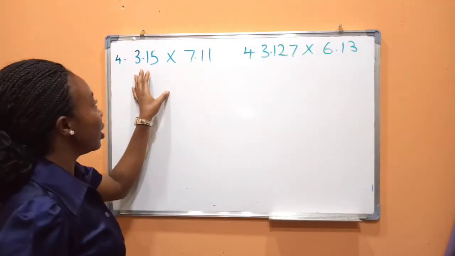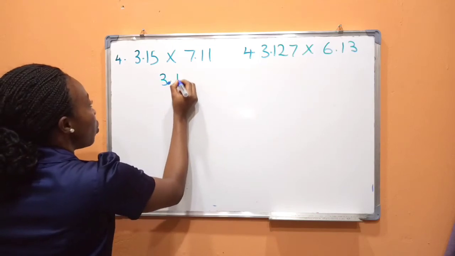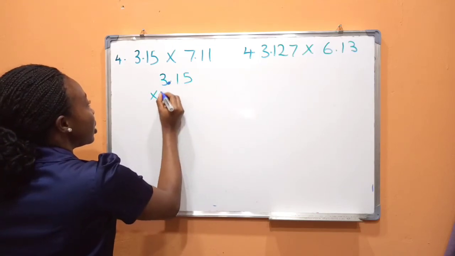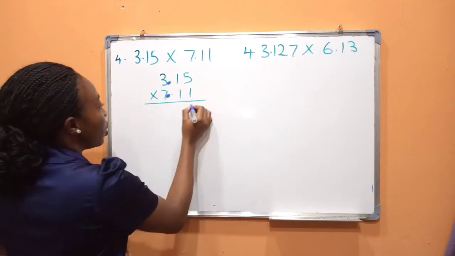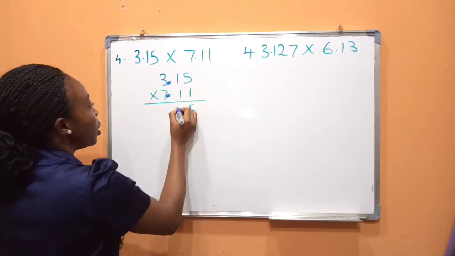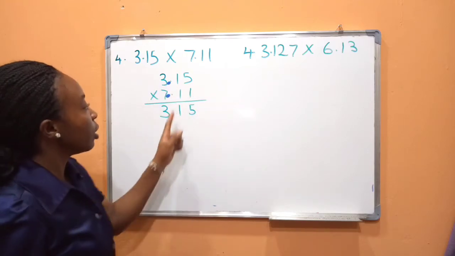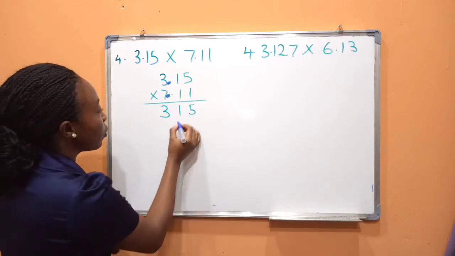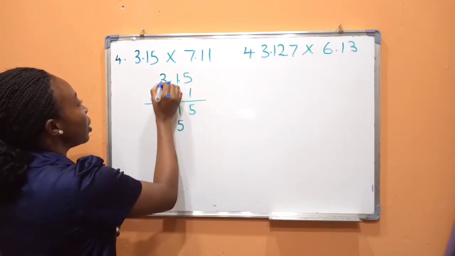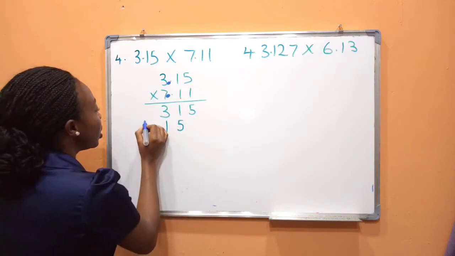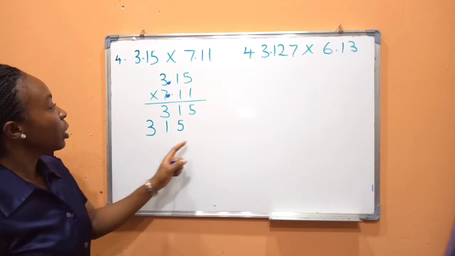How about something like this? Okay, we still do the same. We have 3.15 times 7.11, okay? And then 1 times 5 gives us 5. 1 times 1 gives us 1. 1 times 3 gives us 3. Alright, then 1 times 5 gives us 5. 1 times 1 gives us 1. And 1 times 3 gives us 3. Okay, and then we are done with this side.